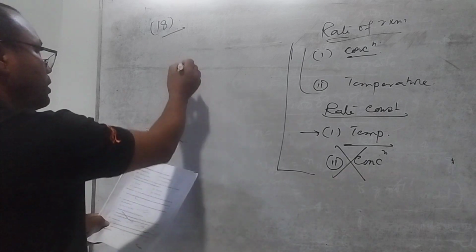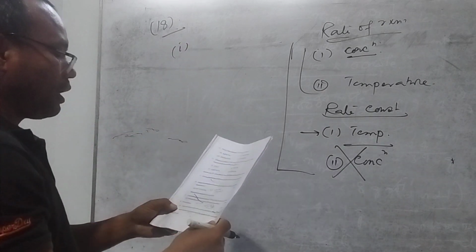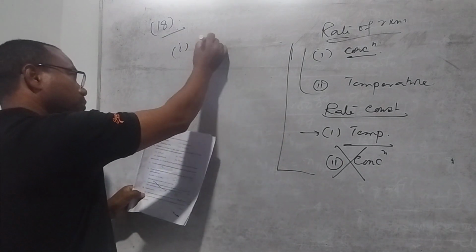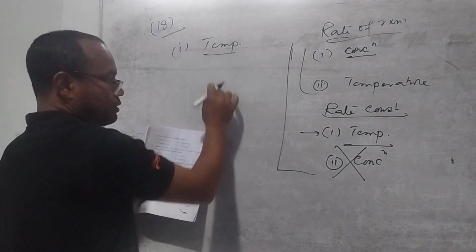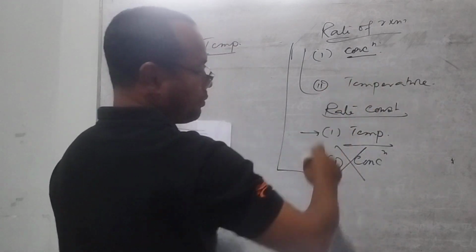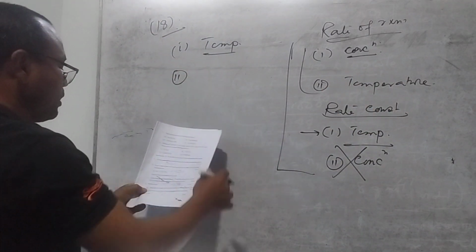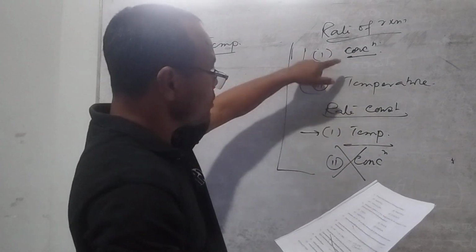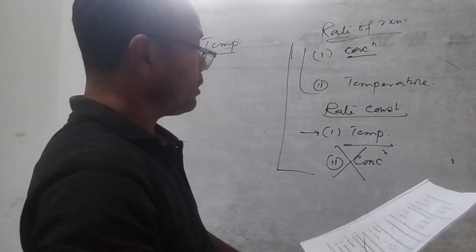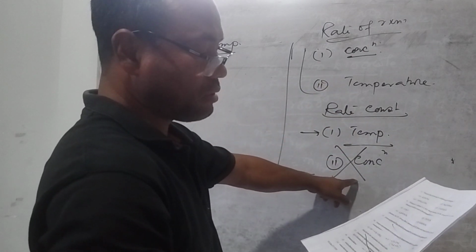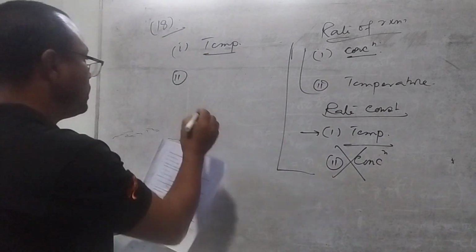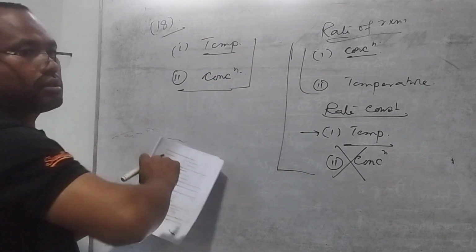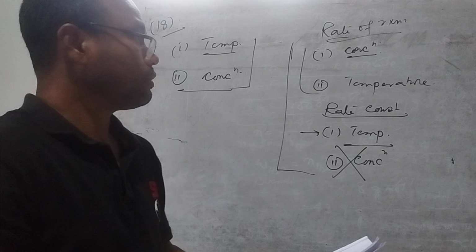So what will be answer 1? The factor that affects the rate of the reaction as well as the magnitude of the rate constant will be the temperature. Number 2, which affects the rate of the reaction but does not depend on the rate constant, will be the concentration. So this is the answer you can write.